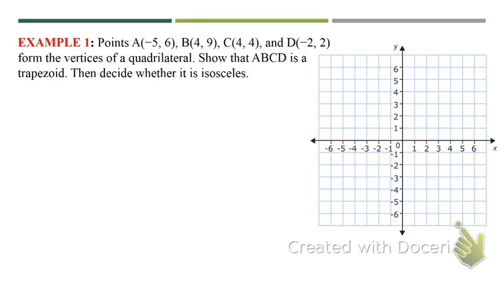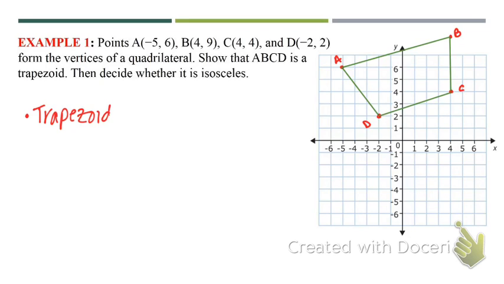Okay, so we're going to plot all of these points to form a quadrilateral. Then we're going to show that it is a trapezoid, and then decide whether it is isosceles. So first, to show whether it is a trapezoid, the two sides that appear to be parallel are AB and DC.